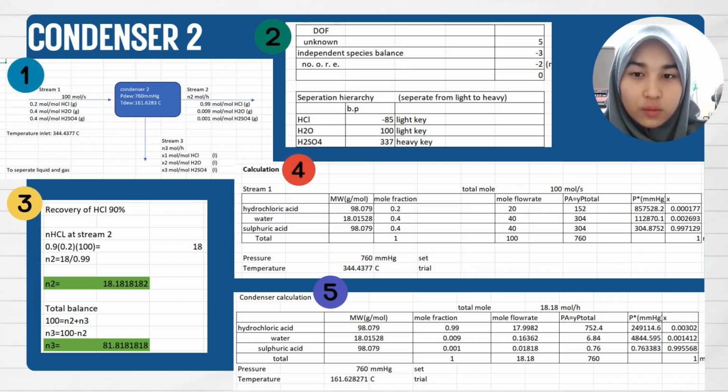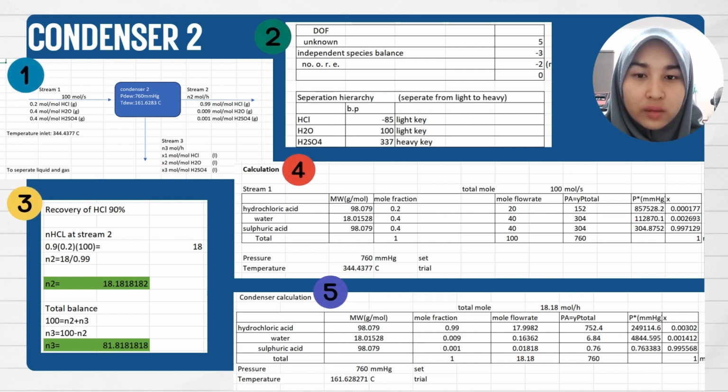For condenser 2, the intent is to separate liquid and gas. In stream 1, the basis used is 100 moles per second. It contains 0.2 mole fraction HCl, 0.4 H2O, and 0.4 H2SO4. So each mole flow rate is 20 for HCl, 40 for H2O, and 40 for H2SO4.